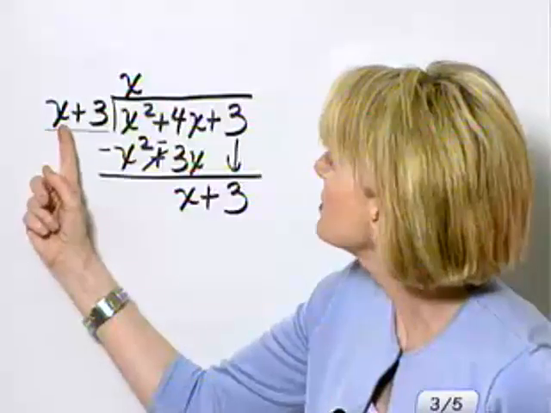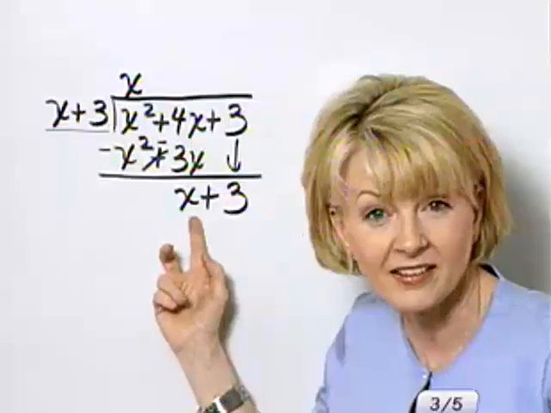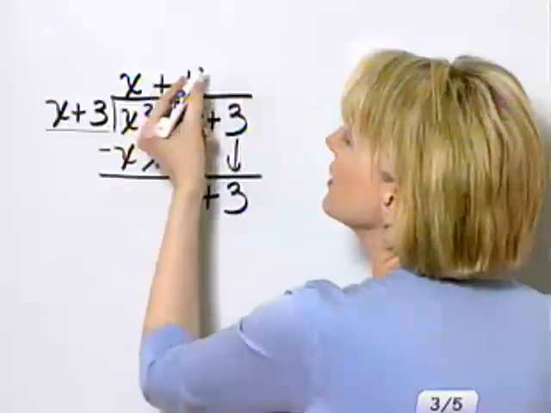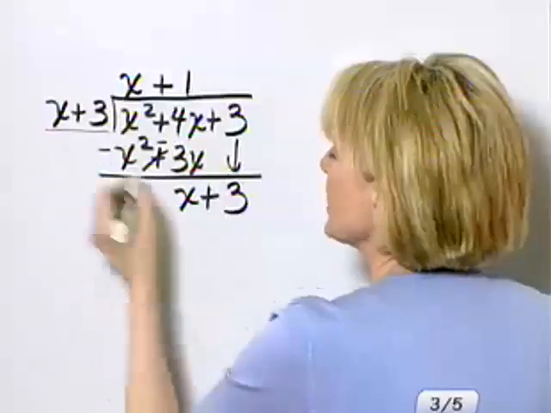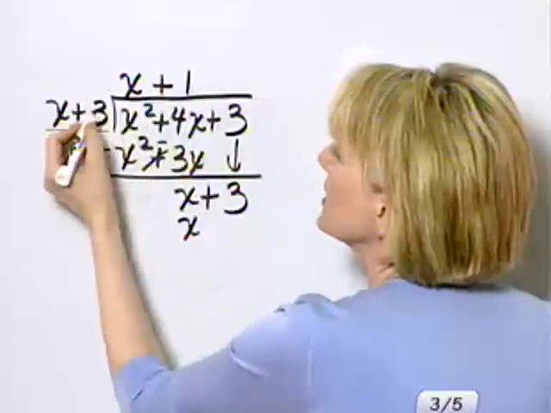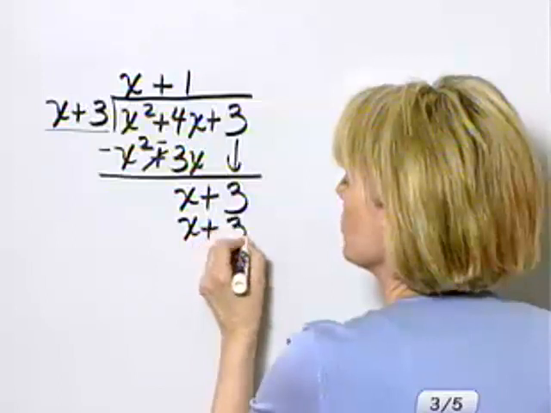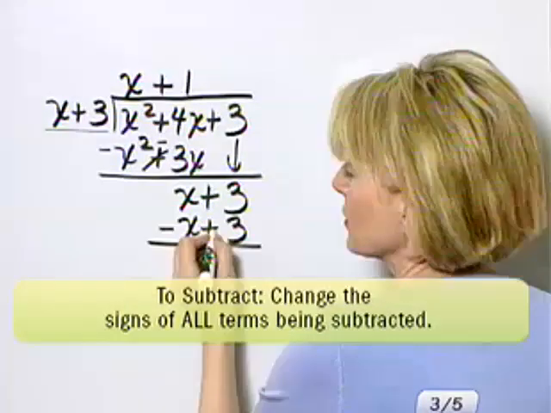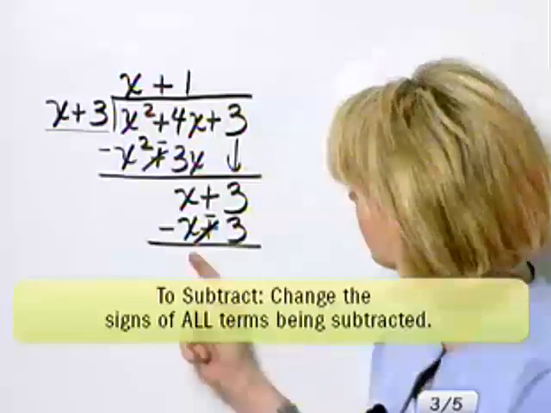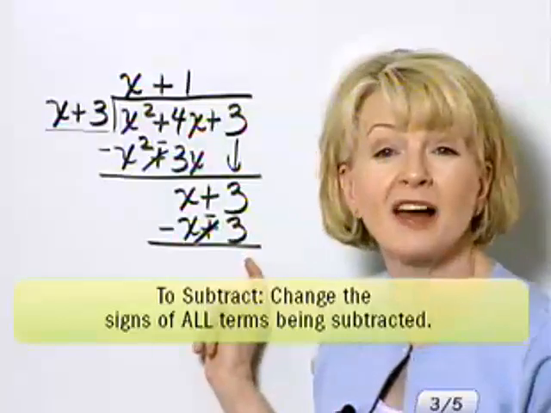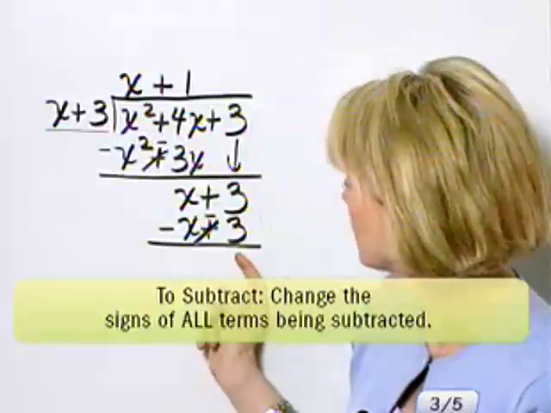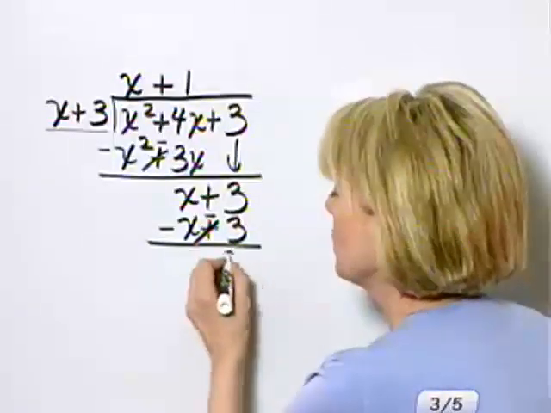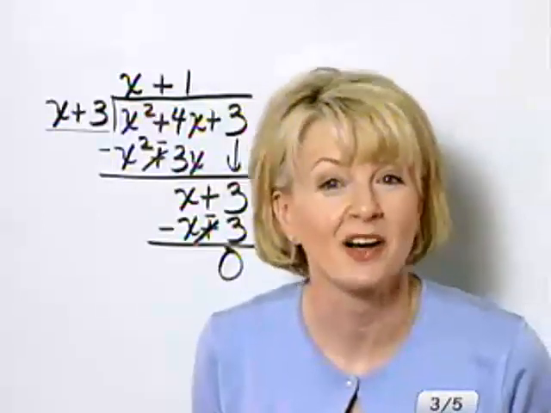Now, what times x gives x? Well, 1. So I'll write down plus 1, and then we multiply. 1 times x is x, and then 1 times 3 is 3. I'll draw my line. Don't forget we are subtracting, so I change the signs of each of the terms of this polynomial to indicate that we are subtracting. X minus x is 0, 3 minus 3 is 0. We happen to have a remainder of 0.